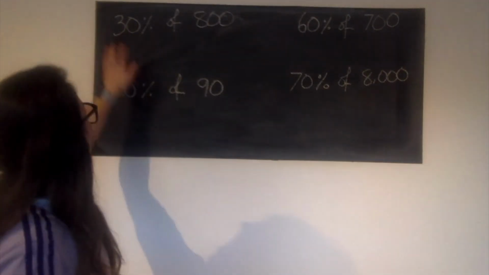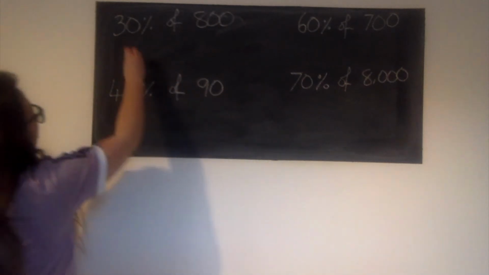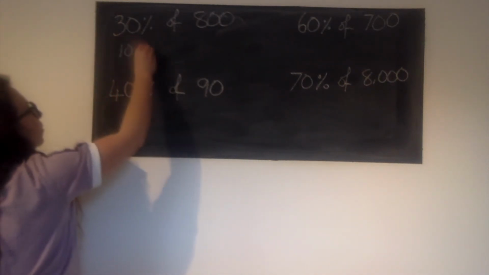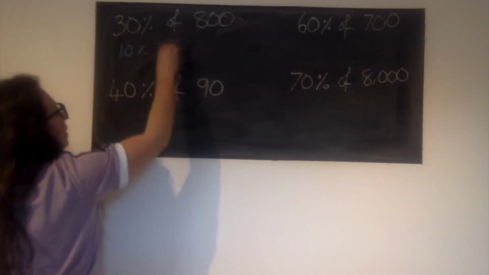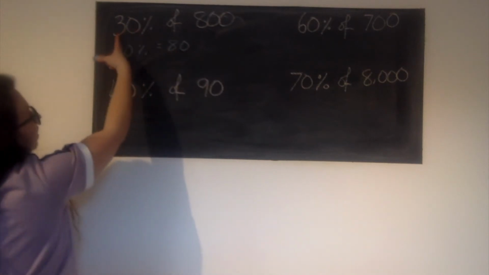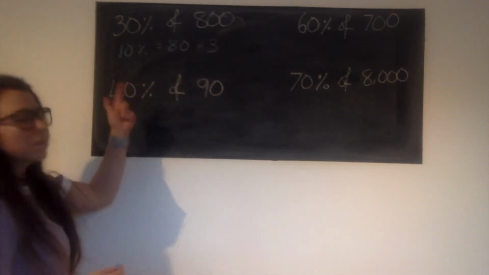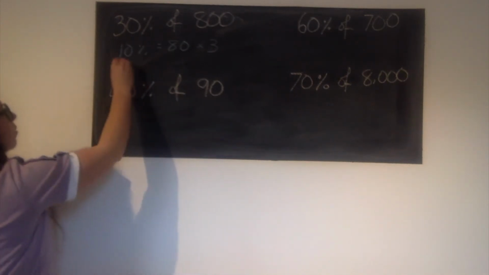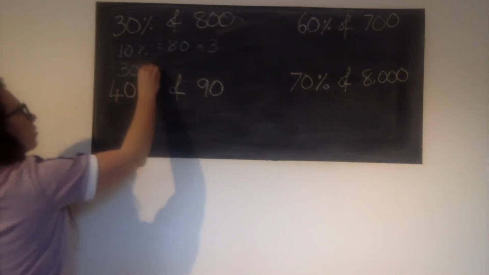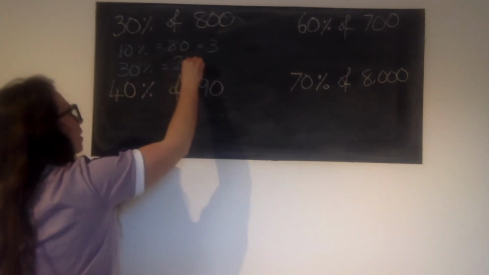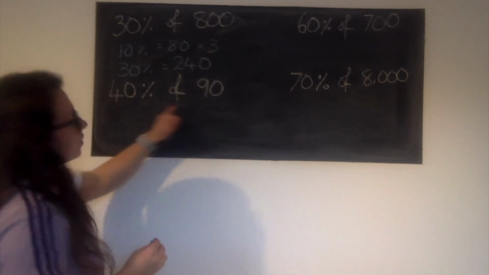Let's start off then. 30% of 800. Find 10% first, so divide it by 10 gives us 80. And then to find 30%, I need to times that by 3. Well, 8 times 3, 8, 16, 24. Make it 10 times bigger. 30% must be 240.